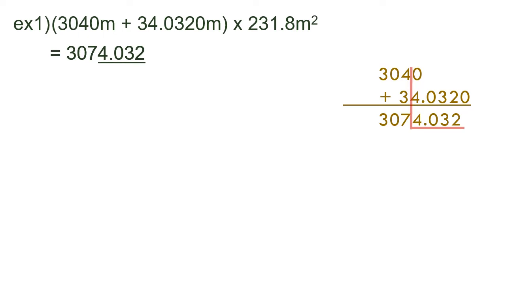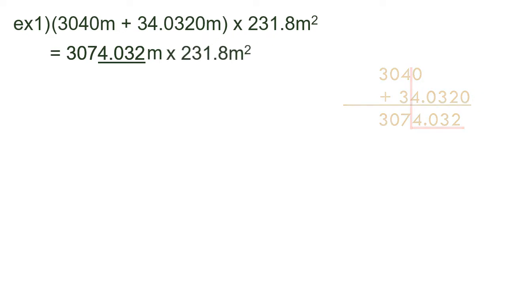So I add meters plus meters, and when I add numbers or subtract, the unit does not change. So my answer is 3074.032 meters with 3 significant figures, and the rest of the equation drops down.